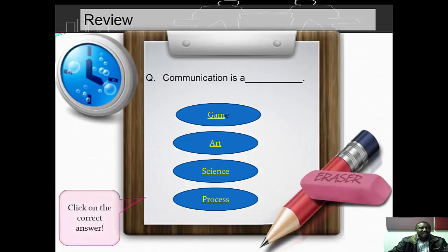So before we continue, let's look at a few questions to see whether we're able to understand what has been said so far.